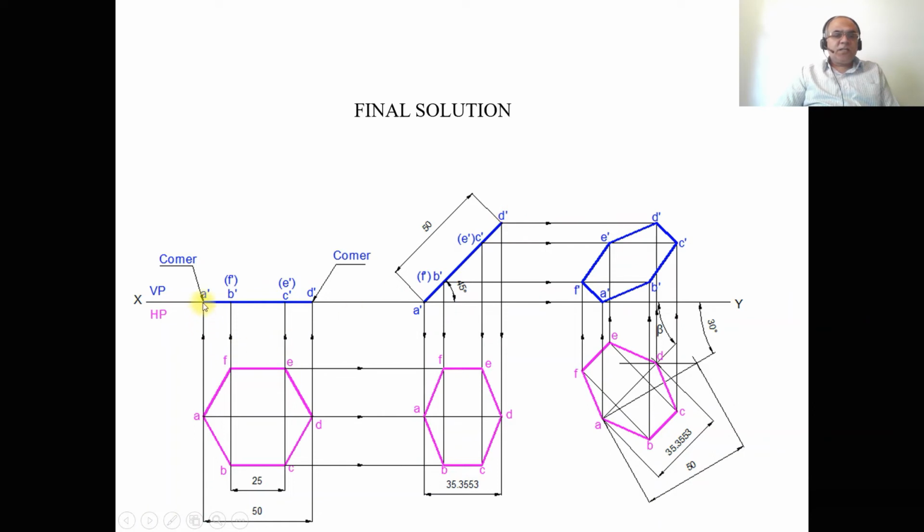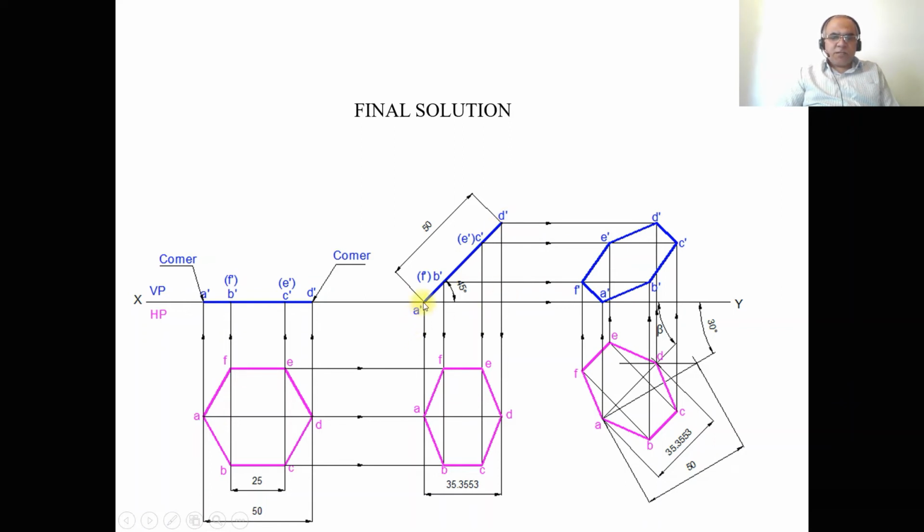Similarly, you measure the distance from A dash to C dash, which is going to be the same as from D dash to B dash. With A dash as center, transfer it on that 45 degree line to mark this point as C dash and E dash. With the same radius, from D dash as center, cut an arc on that 45 degree line to mark this point as B dash and F dash. Then join A dash to D dash with a dark line.